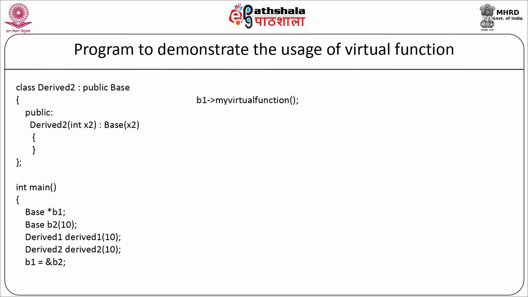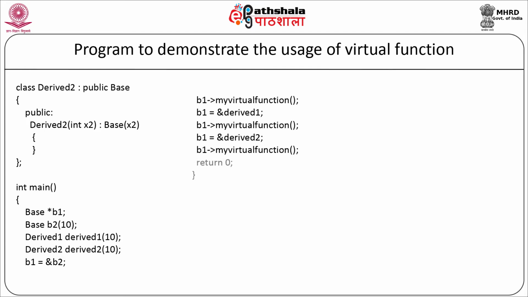Now b1 is a pointer which will point to a derived 1 object. So our statement will be b1 is equal to ampersand derived 1. Now we are calling the function b1 arrow my virtual function. Now here the my virtual function of the derived 1 class will be executed. Now b1 is a pointer which will point to an object of the derived 2 class. So b1 is equal to ampersand derived 2. And now we are calling the function b1 arrow my virtual function and return 0, and our program will end.